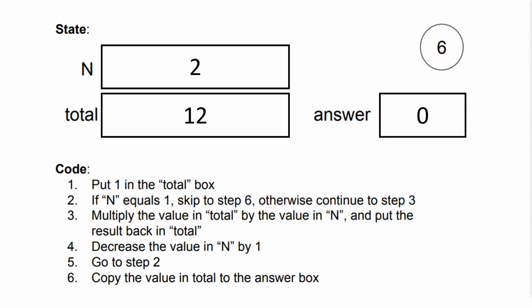Step 2 says if n equals 1, skip to step 6. It does not. Otherwise, go to step 3. Step 3, multiply the value in total by the value in n. Put the result back in total. So 2 times 12 is 24. Then I'm going to go back and decrease the value in n by 1.